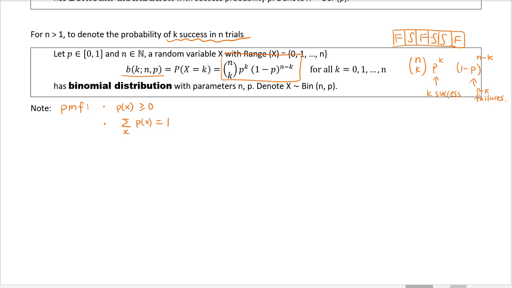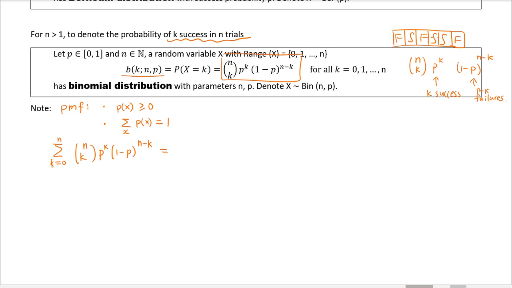Now let's see. You can see here, n choose k is positive, p is positive, 1 minus p is positive, so that's why we have P of x greater than or equal to 0. And then when we add them all up, what is that? The sum of k from 0 to n, n choose k, p to the k, 1 minus p to the n minus k. What is this?